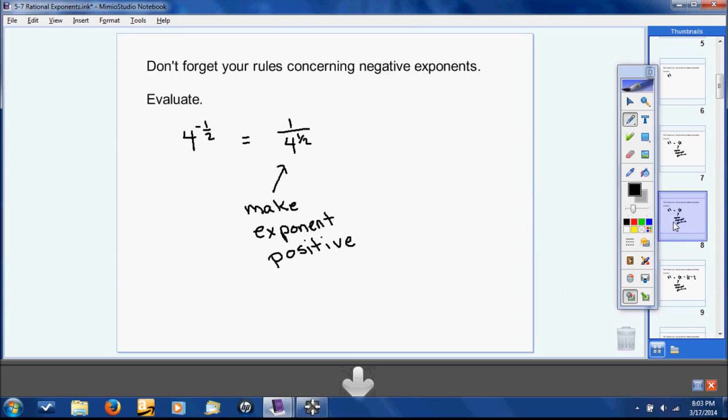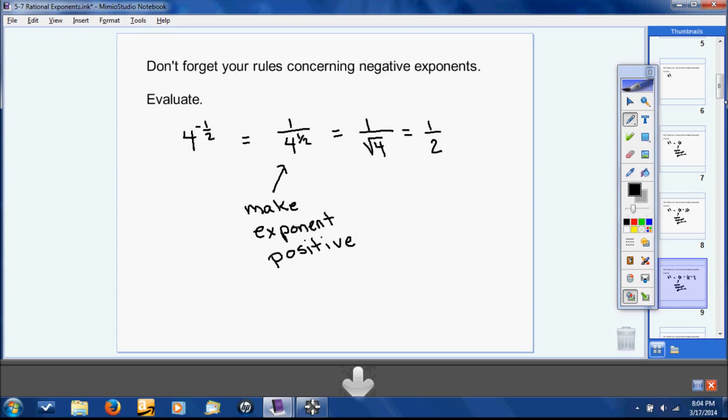Okay. After we have made the exponent positive, then you need to rewrite this in its radical form. This is really 1 over the square root of 4. Remember, the 2 is the index. It happens to be implied here, so it's a square root. And hopefully all of you know what the square root of 4 is. So this one really was just nothing more than a fancy way of writing a half.